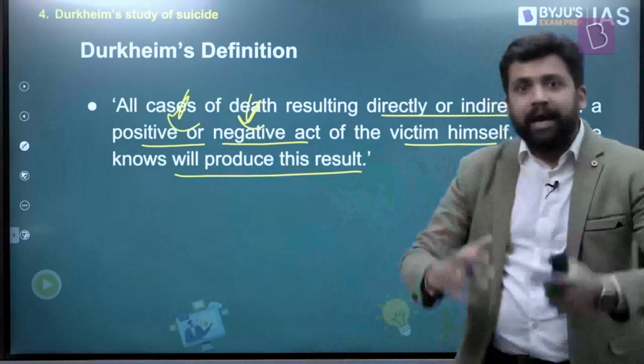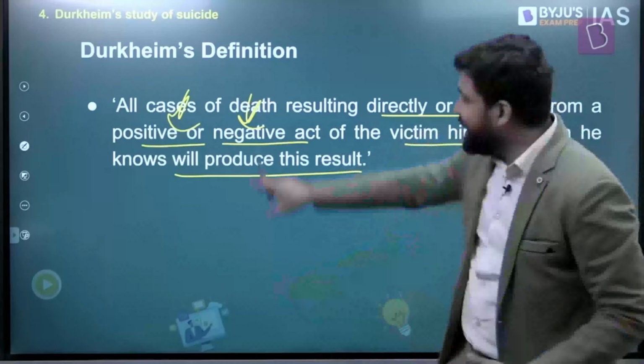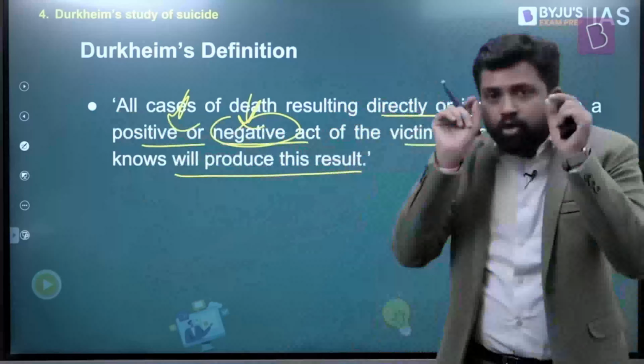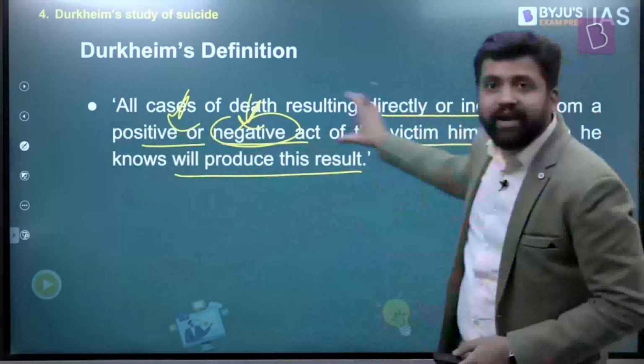So in this case, what is happening? It is an act of omission. It's a negative act. I was supposed to eat food, I didn't eat food. It's a negative act of omission. I'm omitting food from my life. I know without food, I will die. So both these acts will be considered to be suicide. So if a person knows that his committing this act or his not committing this act will lead to his death, that act is called a suicide. So this is how Durkheim defines suicide.